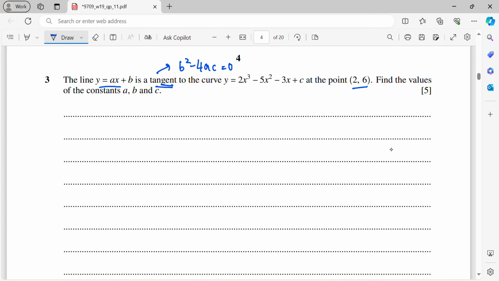So now, first of all, since this line is a tangent to the curve at this point, I can just substitute this point into the curve first, because the point is also on the curve. Now you need to find 3 unknowns. So now I will start with the curve equation.